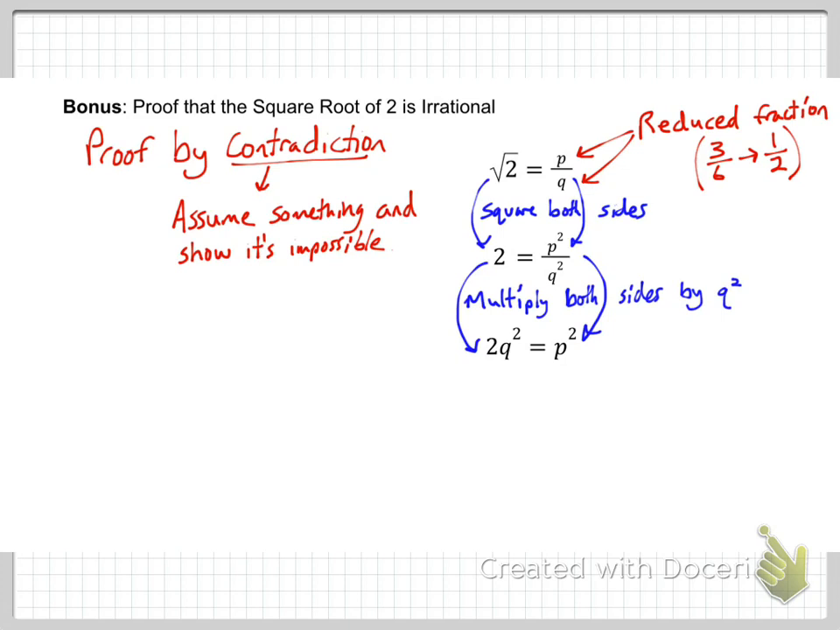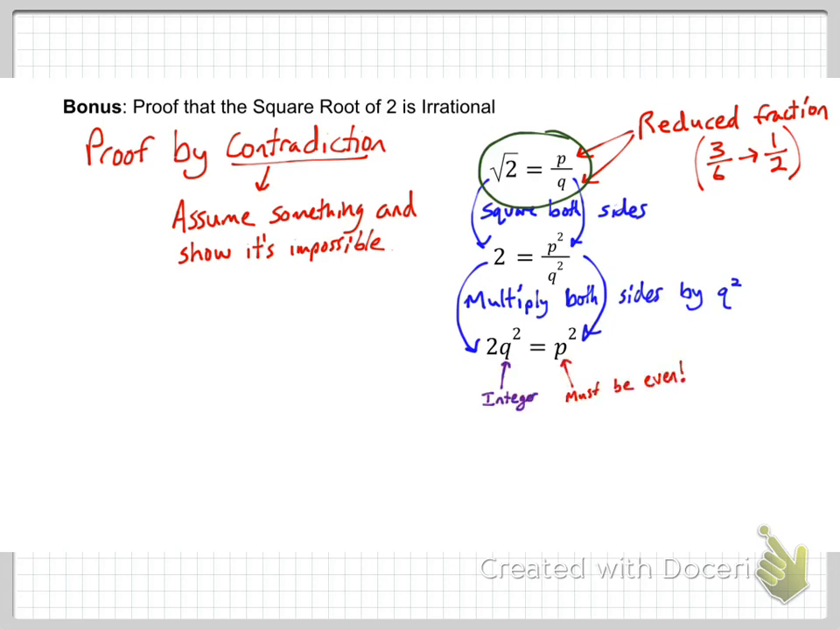Now, something interesting happens here. Remember, we reduced this fraction, and one thing I forgot to mention was that p and q are integers, okay? That's one of the things needed to be rational. We're assuming that they're rational, and we're pretty sure it's wrong, but we're going to use proof by contradiction. We're assuming that p and q are both integers here. So that means that q squared is an integer. But if you multiply any integer by 2, you get an even number. That means p squared has to be an even number.